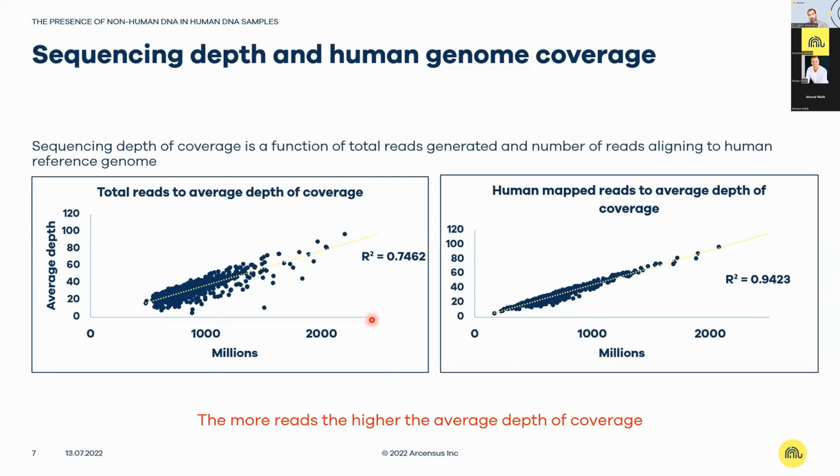Whereas if we also get all the reads that are obtained from a sample, we see that the correlation, although very good, is less than when looking into the exclusive human aligned reads. And this is mainly because many of the reads do not align to the human reference genome. And this suggested to us that there has to be different types of DNA present, which is not coming from the human DNA.